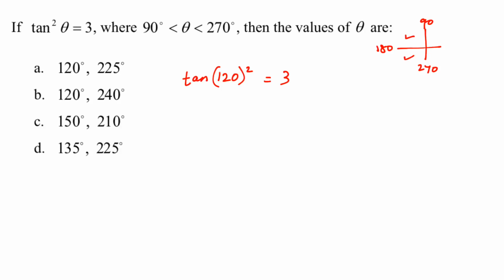Now in place of theta, let's put 225. You will get 1, but we want 3. So this is not the answer. Now there's 240 remaining. So tan 240 square, and you will get 3. Therefore your answer is B.